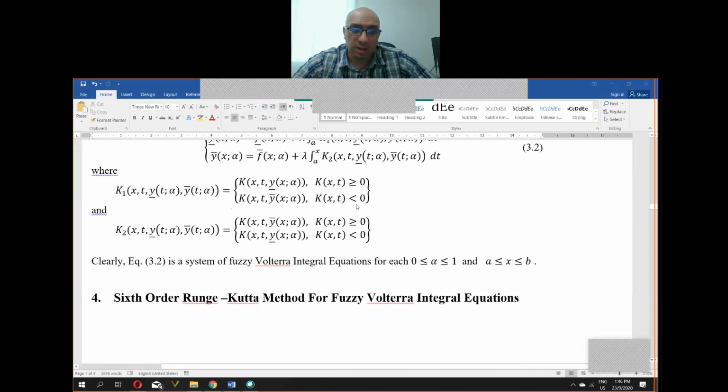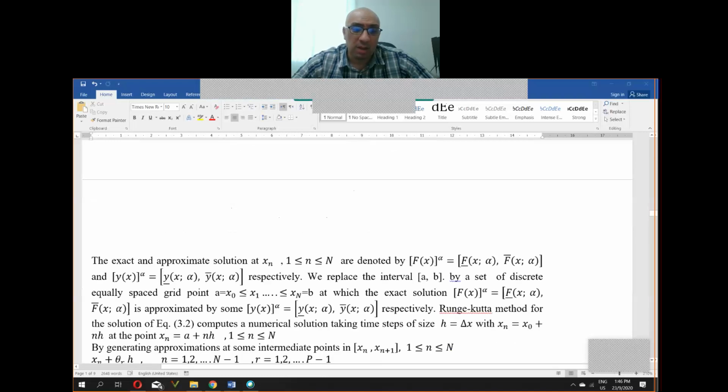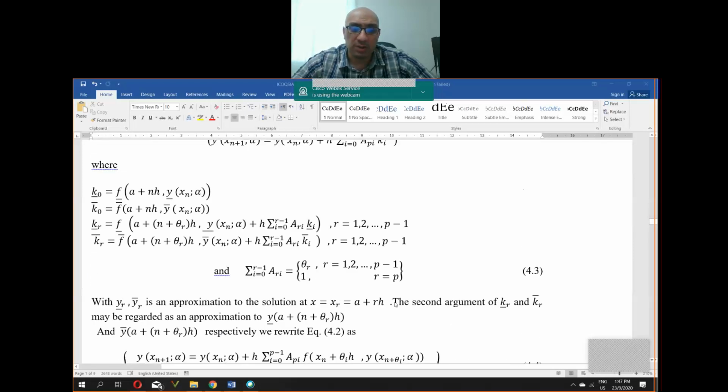And here in the fourth section, we present the sixth-order Runge-Kutta method. The Runge-Kutta method has been modified and developed under fuzzy set theory properties, and we modified it in detail to be suitable for solving the fuzzy Volterra integral equation directly.